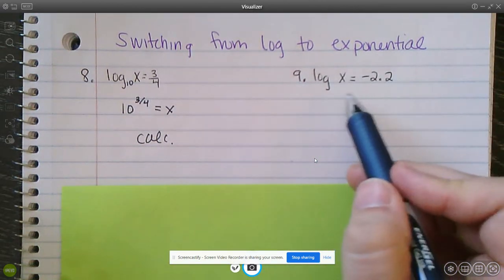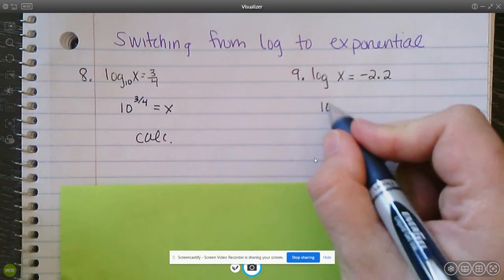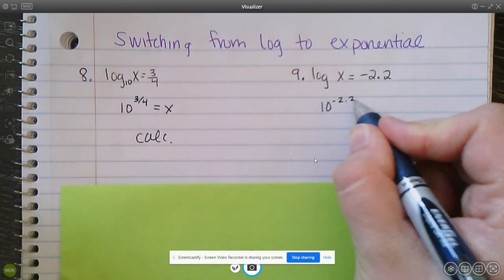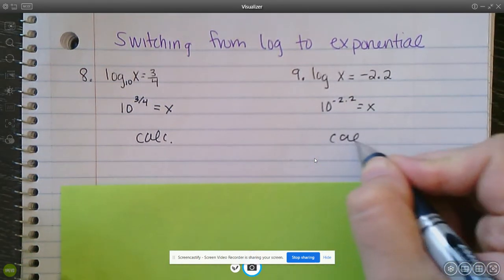Okay, same with over here. We have another 10 to the power of negative 2.2 equals x. Type it into your calculator and you're done.